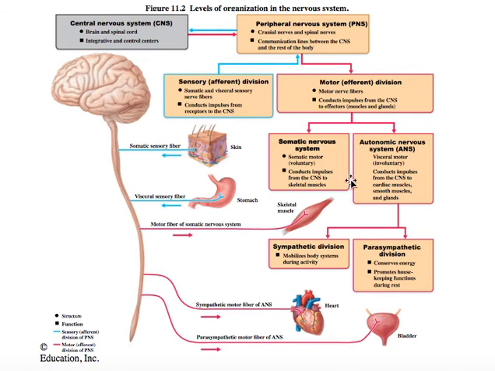Underneath the autonomic nervous system, we have one more branching, which is the sympathetic or parasympathetic division. And we'll talk more about both of these branches when we talk about the autonomic nervous system. But the general idea is that the sympathetic division of the autonomic nervous system would kind of speed things up, and the parasympathetic division would sort of relax things in general.